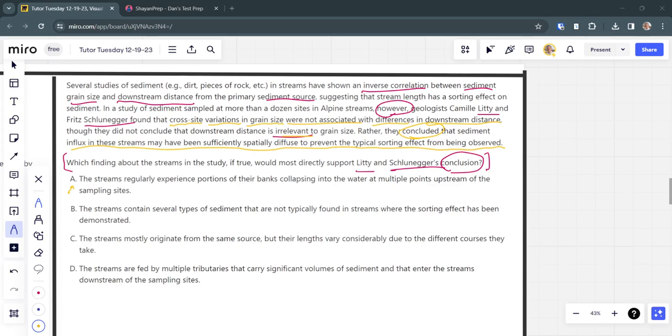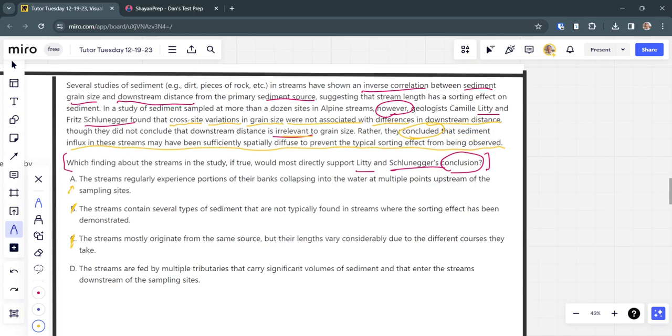What else? Streams contain several types of sediment that are typically not found in streams where the sorting effect has been demonstrated. I'm not sure about that one. That doesn't really talk about how they are spatially separated. The streams mostly originate from the same source, but the lengths vary considerably. We're not really talking about length here. Their conclusion was more about the influx of sediment into the stream.